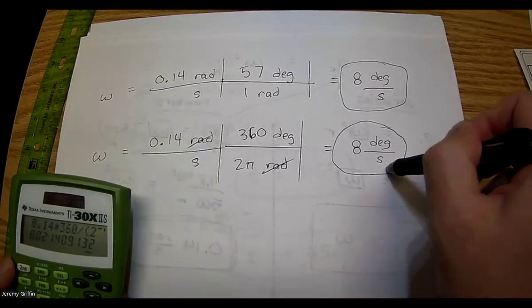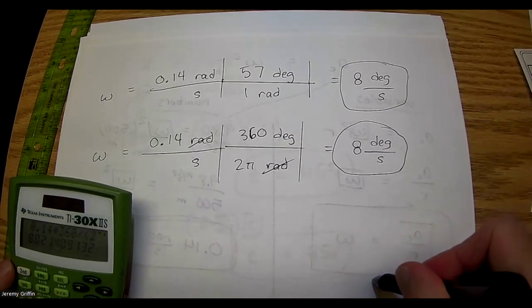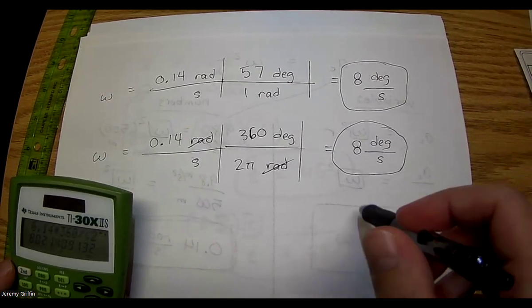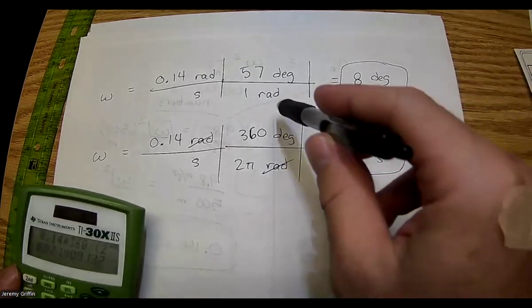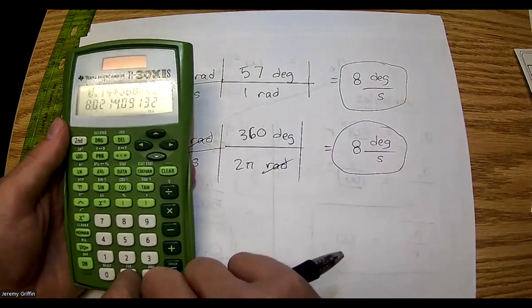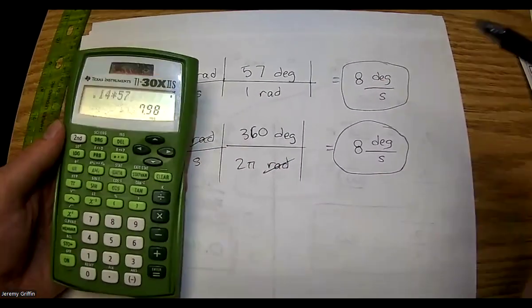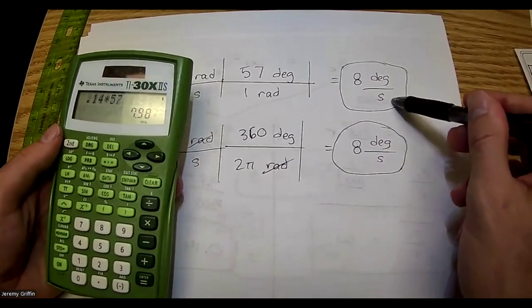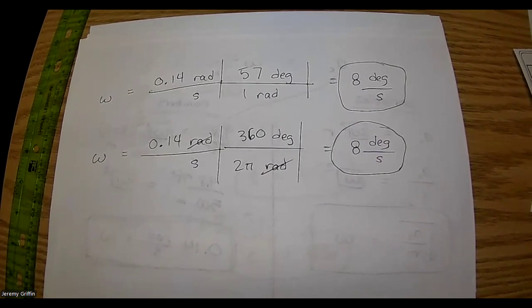How about this? Does anybody remember how many degrees are in 1 radian? It's about 57, not exactly. I think it's 57.3, something like that, but you can round a little bit. Let's do 0.14 radians per second times 57 degrees in a radian. Oh look, it's the same thing. It's still 8 degrees per second. So there are 2 different ways to do that. Is that okay?